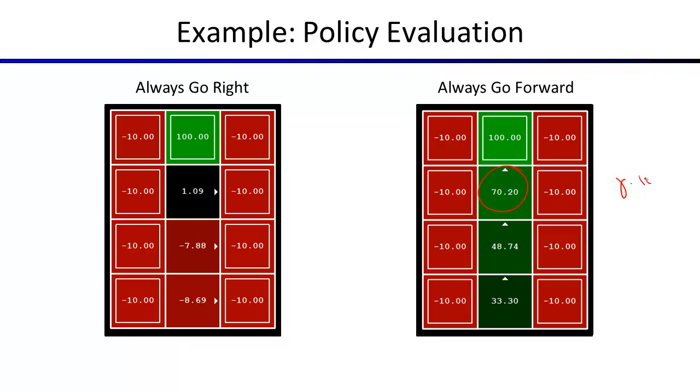gamma times 100. Because the immediate reward would be 0, but then at the next time we'd get the 100 reward. It would be discounted because it was one time step later. If it was deterministic, then this one would have gamma squared times 100, and this one would have gamma to the third times 100. Because it's not deterministic, it's more complicated because you move off to the sides and it's a more complicated computation.